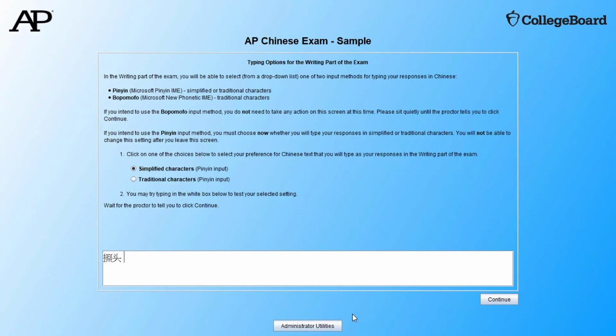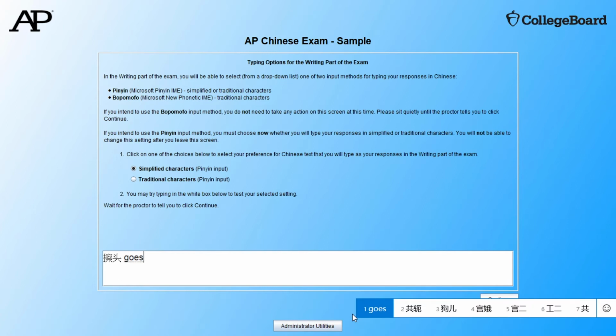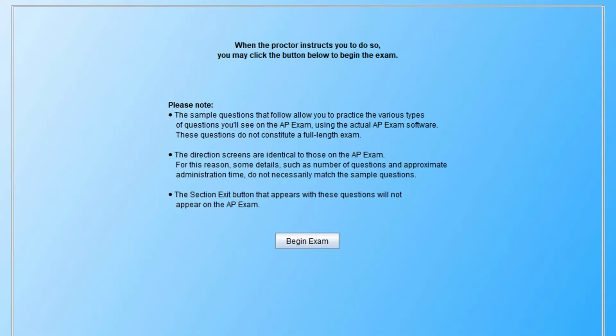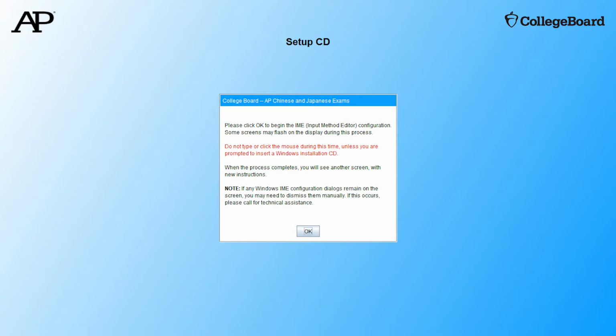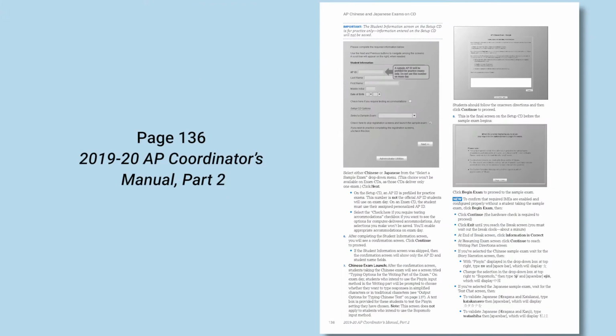It's important before the exam administration to confirm that required Input Method Editors, or IMEs, are enabled and configured properly for the AP Chinese and AP Japanese exams. This can be checked by having a student go through a sample exam from the setup CD. If a student can't go through a sample exam, the IT staff can verify that the IMEs are enabled and configured. See the instructions on page 136 in the 2019-2020 AP Coordinators Manual, Part 2.